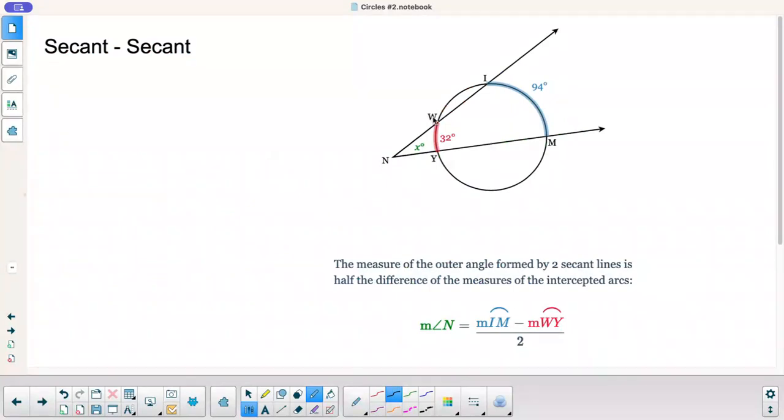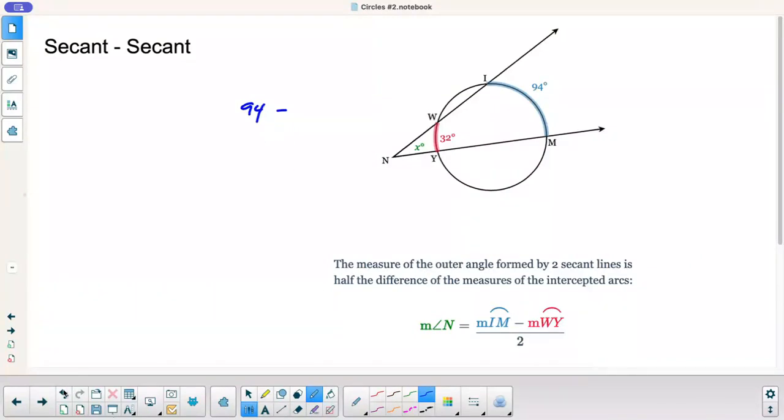All right. So secant. So again, a secant goes through the circle, and it goes outside of it. Okay. The measure of the outer angle formed by two secant lines is half the difference of the measures of the intercepted arcs. So you're always going to take the big arc minus the small one. The big one will always be further, just because of the nature of an angle. As you get bigger, this arc is going to be bigger than that arc.